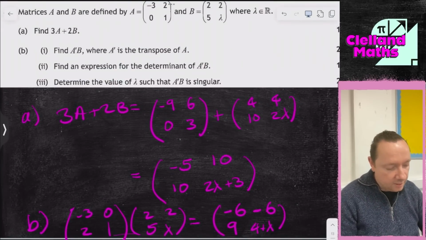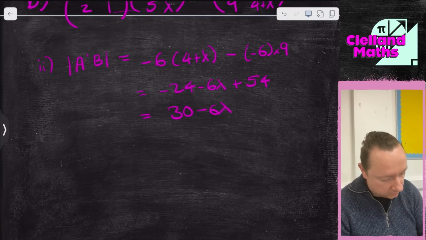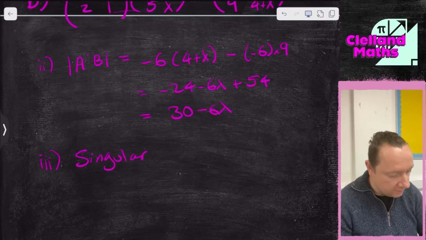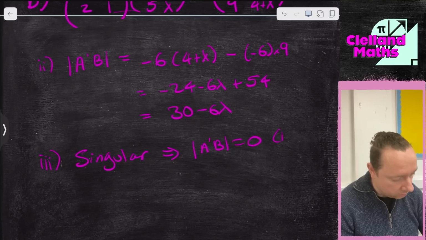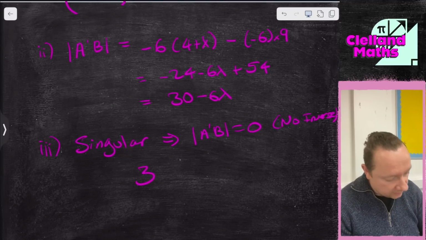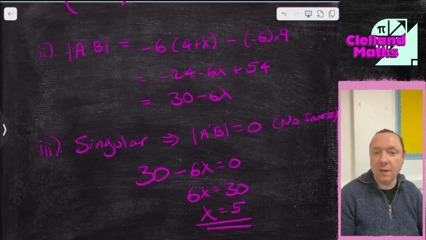And then part C, determine the value of lambda such that A transpose B is singular. So singular means that there's no inverse, so that implies that the determinant of A transpose B is equal to 0, because the inverse doesn't exist when the determinant is 0. So 30 minus 6 lambda equals 0. 6 lambda equals 30. Lambda equals 5. And we're done there.